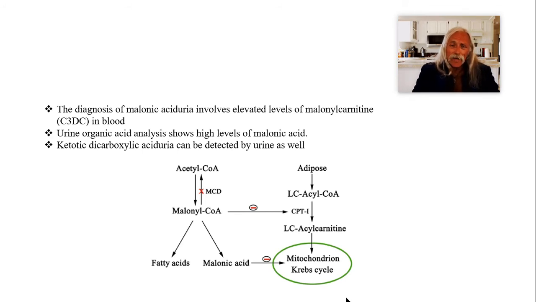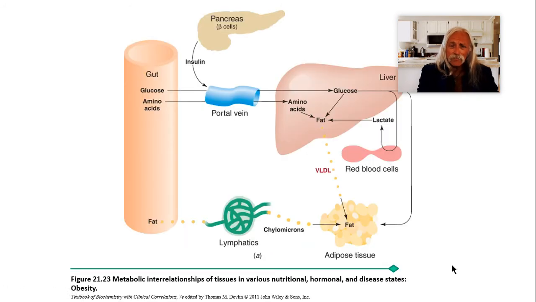The urine organic acid analysis shows high levels of malonic acid, okay? Because you get rid of the coenzyme A. The thioester is cleaved by water over the bond, hydrolysis. And you get a ketotic dicarboxylic aciduria, and they can be detected in urine as well. There you go. Now I've explained the biochemistry of the system up to the physiology.